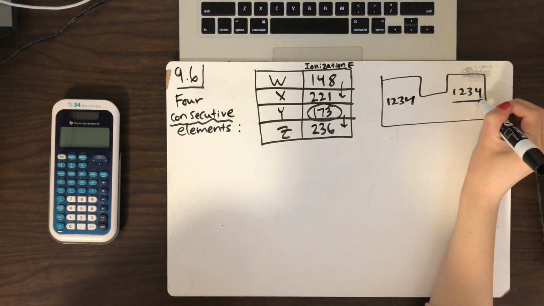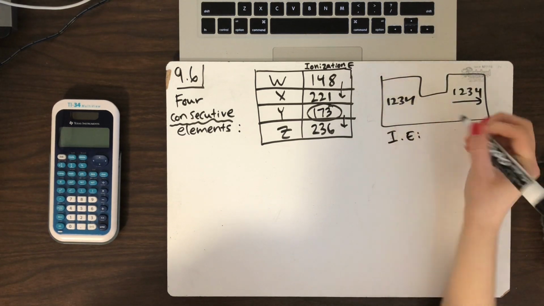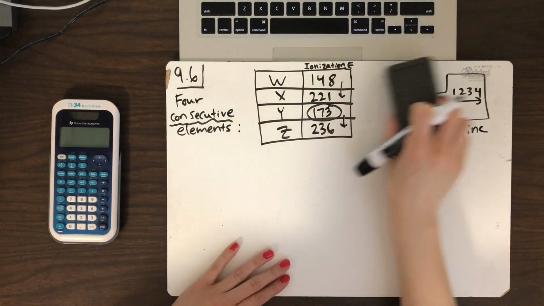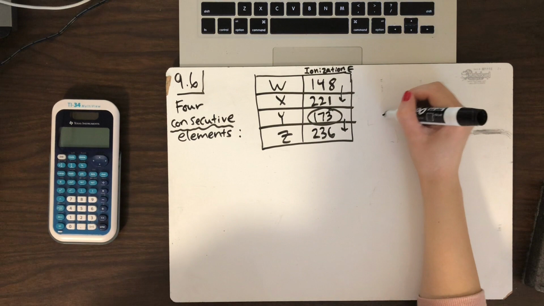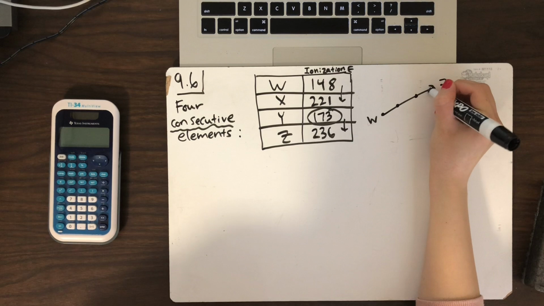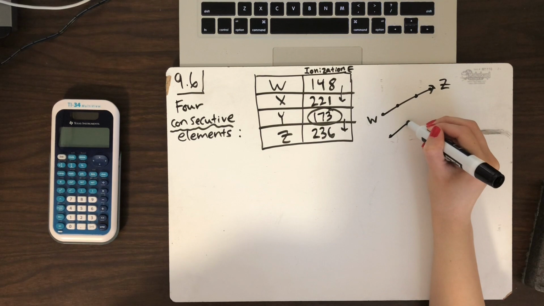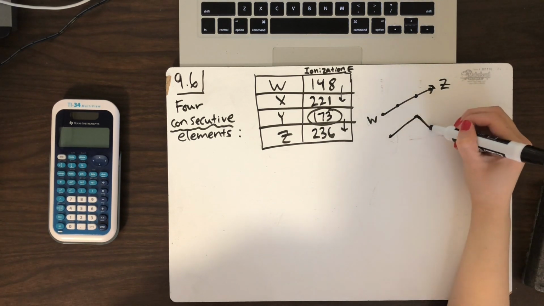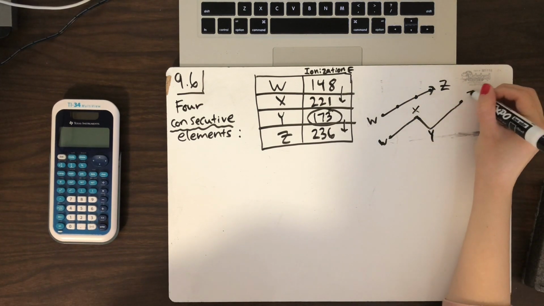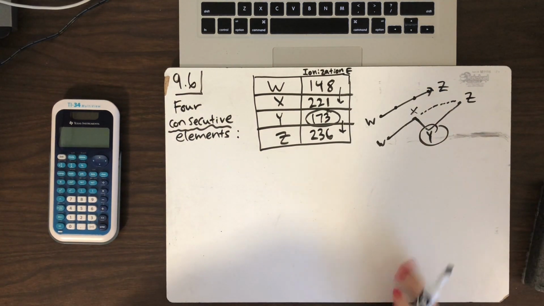So if you think about any row of 4 consecutive ones, in terms of ionization energy, you're going to expect it to be increasing going to the right. So we would expect from W to Z, the ionization energy would just increase. But then you'll notice that it does start to increase, so it goes from 148 to 21, but then it kind of goes down a little, and then it continues on its normal trend. So everything is good on this normal trend except for Y seems to be sort of a weird outlier.